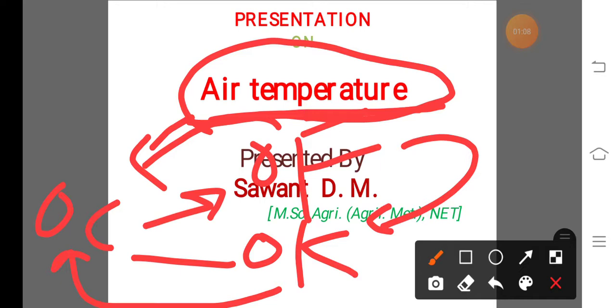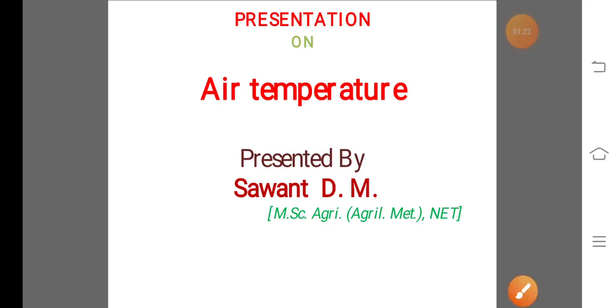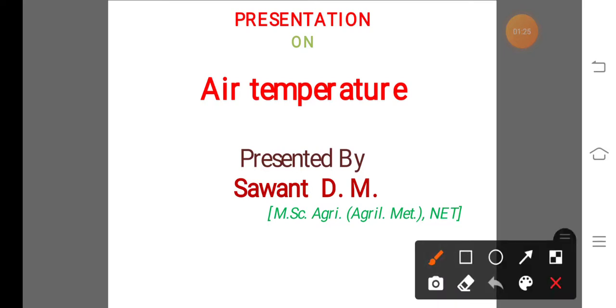how temperature is converted from one scale to another scale. So this point we discuss in this practical exercise.